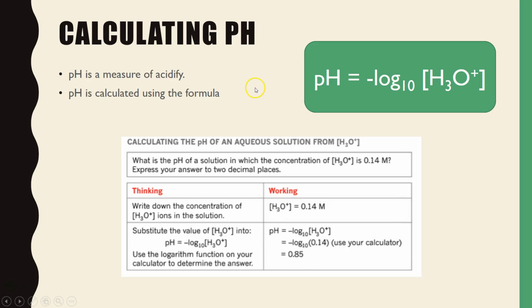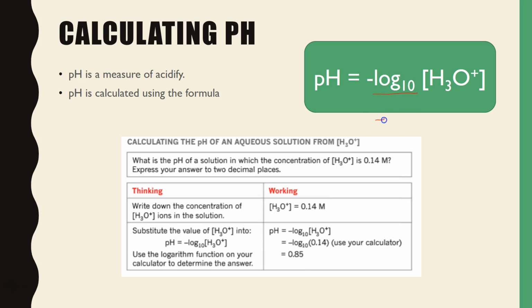As I mentioned before, pH is a measure of the concentration of acidity. So it's calculated using this formula, where it's negative log base 10 of the concentration of H3O. How this formula was derived will be discussed later.